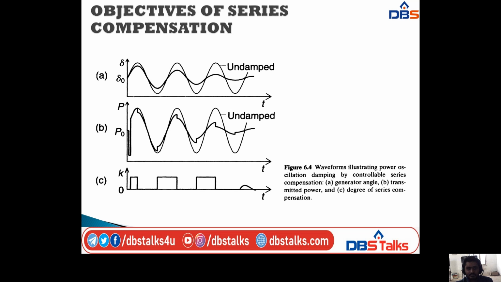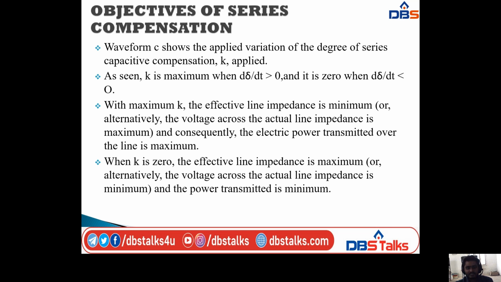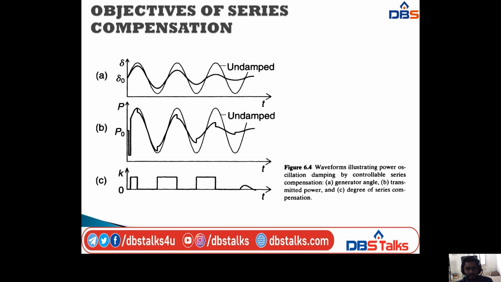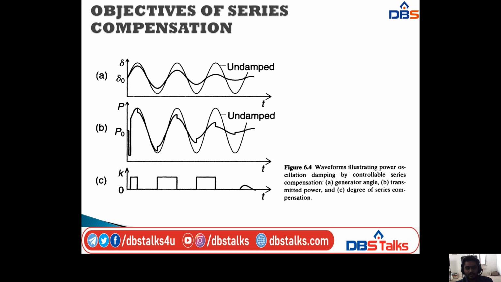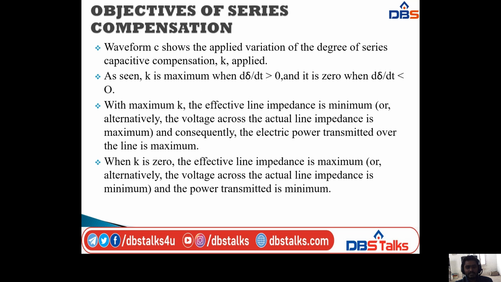Next, waveform C shows the applied variation of the degree of series capacitive compensation K. As seen, K is maximum when d delta by dt is greater than 0, and it is 0 when d delta by dt is less than 0. K is maximum when d delta by dt is greater than 0, and minimum when d delta by dt is less than 0.